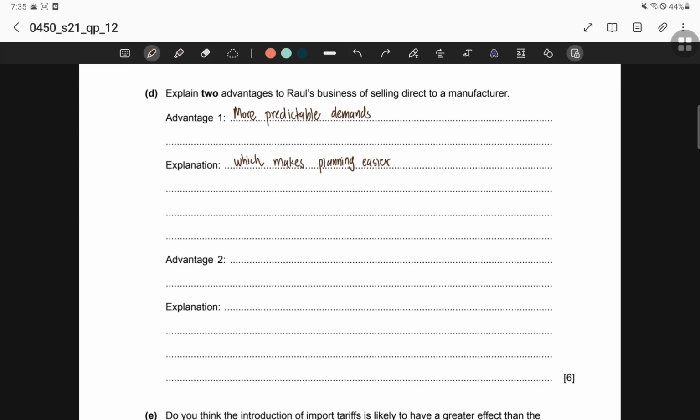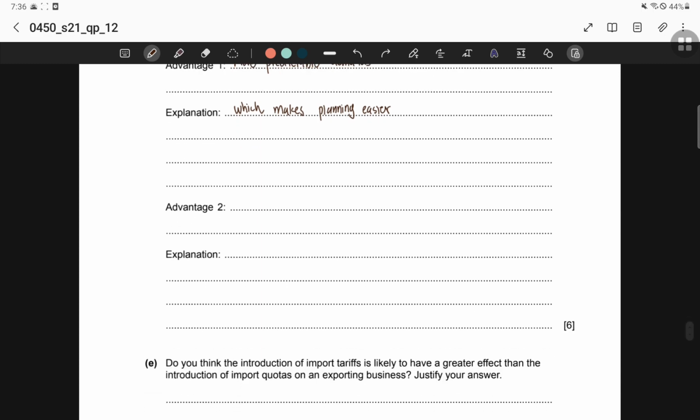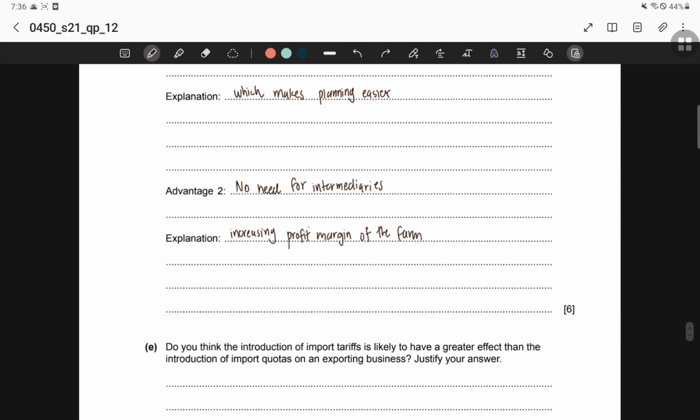Now my first one is more predictable demand. This one relates to the customer, which makes planning easier. Now when you are able to know what the customer needs, you'll be able to plan faster, and you'll be able to know how much you need to produce. And selling directly to the manufacturer helps with that. Another one is no need for intermediaries, which increase margin of the farm. Now this one is the middleman.